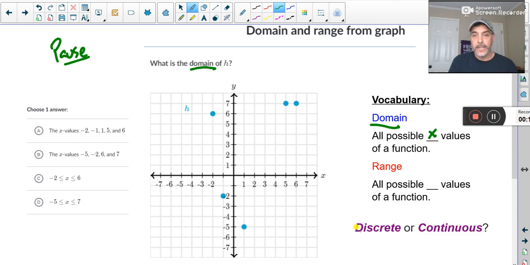I look at this and I think this is a discrete function. And so now I'm thinking I need it to be a clear separation of points. It is not going to be this answer. It is not going to be this answer.